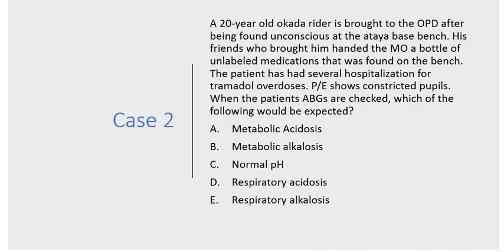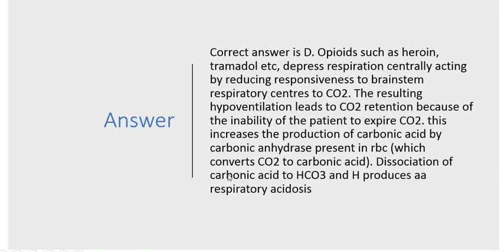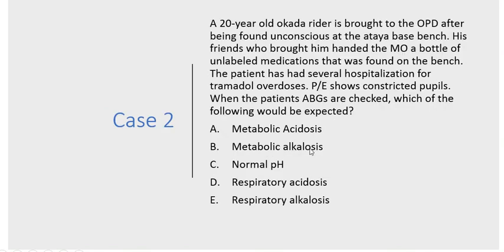This is another case of a young man, a 20-year-old Okada driver who probably abused tramadol. Tramadol, as I told you, is a weak opioid. What type of acid-base disturbance does it cause? Is it metabolic acidosis? You should be able to tell me by now. Is it metabolic alkalosis? Is the pH going to be normal? Read this case. The patient abused tramadol.